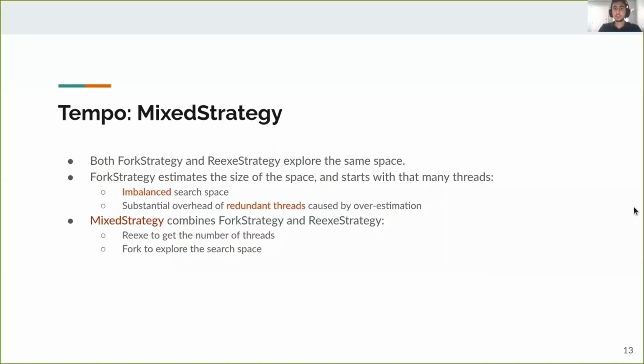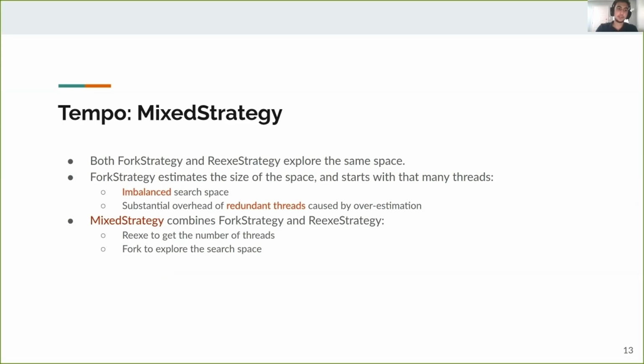Both fork and Reexe strategy will explore the same search space. However, fork strategy has to estimate the size of the search space first, and then start with that many threads. In some cases, we will have an imbalanced search space, and this will cause fork strategy to overestimate the number of threads needed, causing redundant threads, which will add substantial performance overhead.